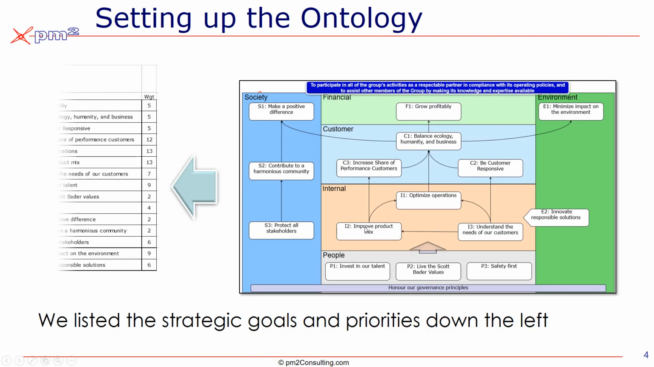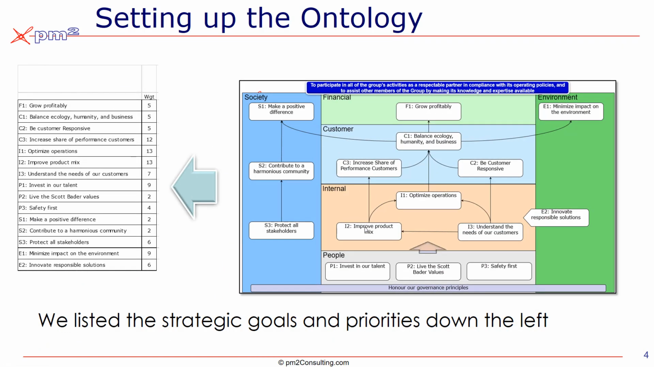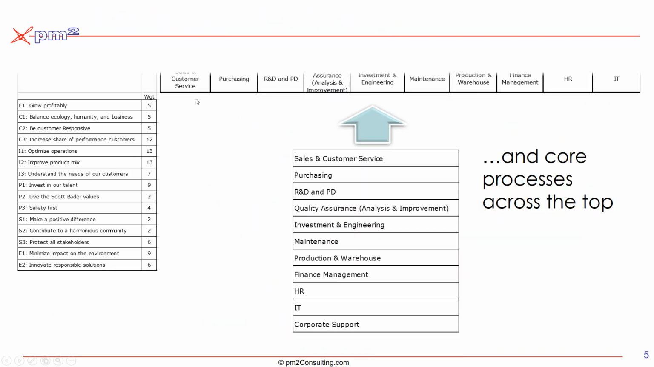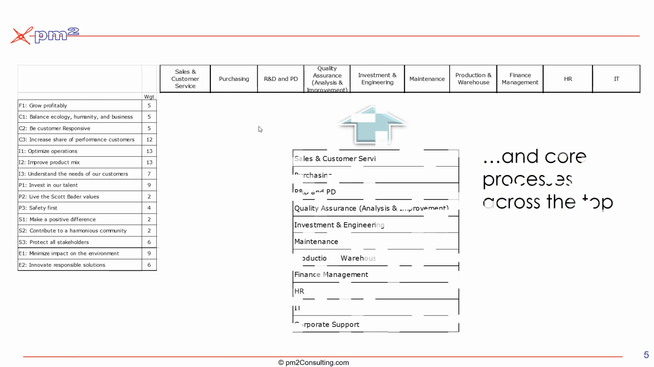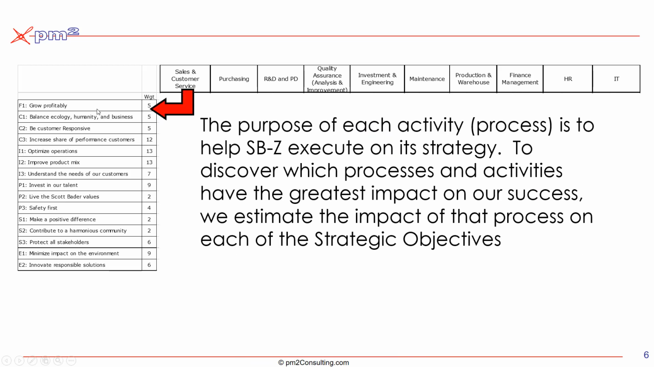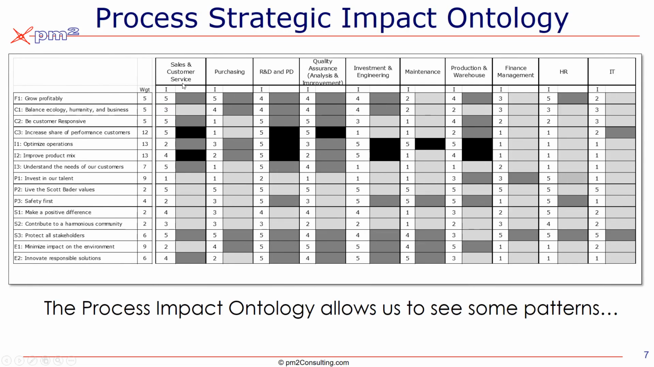So how do we take this down to the team and individuals? We use what we call the ontology. We list those strategic objectives down the left side of a sheet, and across the top we list the core processes for your part of the organization. So in this example, core processes or activities are things like sales and customer service, purchasing, R&D and product development, and so forth. Now, in theory, these activities, which your teams and individuals do, are done in aid of achieving these strategic objectives. So each team should be able to assess the impact of their process on the strategic goal.